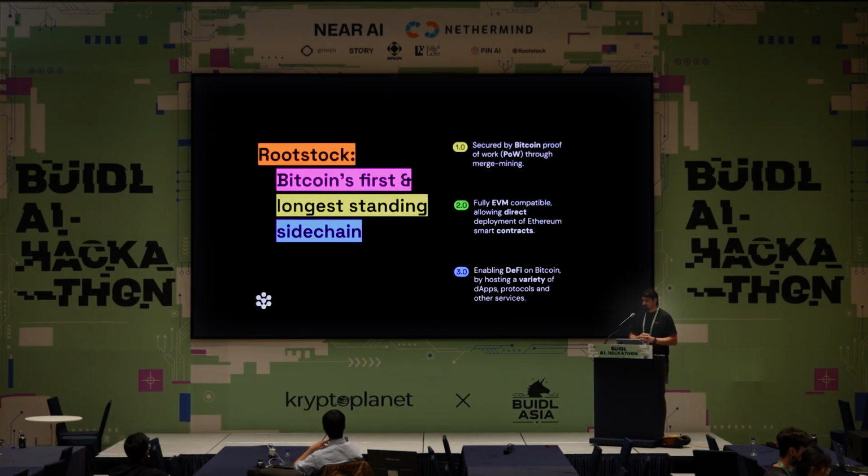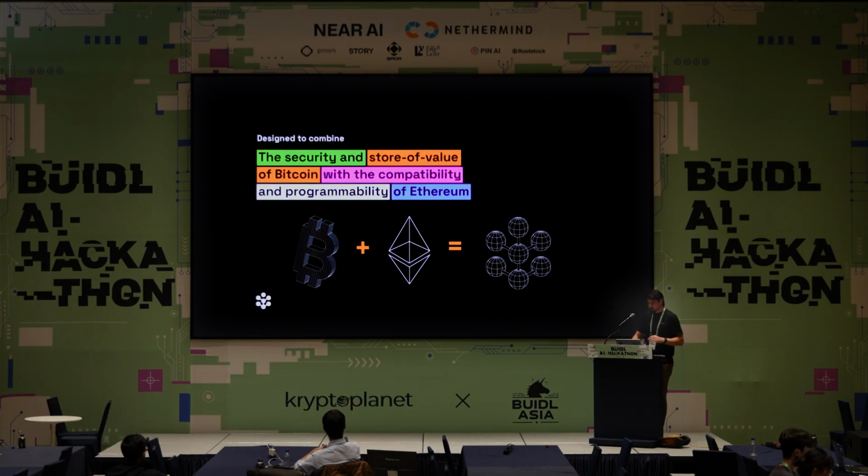And we are also a fully EVM compatible blockchain, so you can use any Ethereum smart contract. And why is that? Because we are here to enable DeFi on Bitcoin. By using your EVM compatible smart contract, you can deploy it on Rootstock, but you will have the security of Bitcoin everywhere. So in a nutshell, Rootstock has been designed to combine the security and the store of value of Bitcoin with the compatibility and the programmability of Ethereum. We are combining the best of both worlds, Bitcoin and Ethereum, and then we have Rootstock.